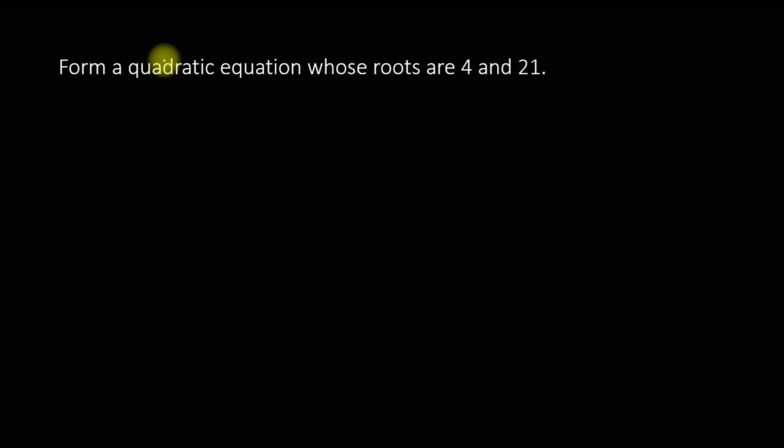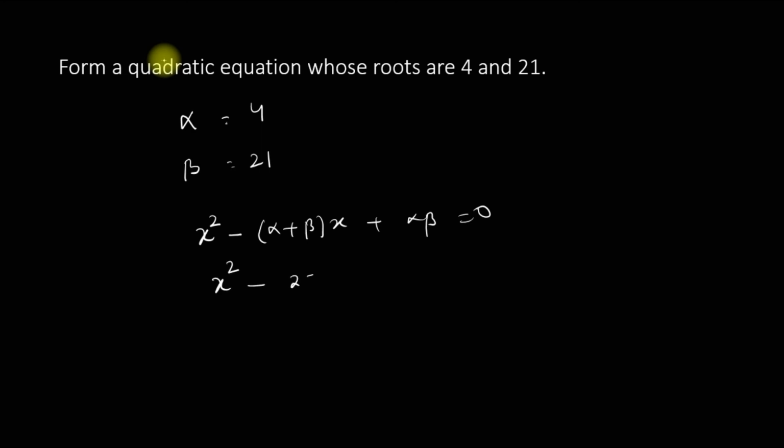Now here there is one question: form a quadratic equation whose roots are 4 and 21. Suppose we have root alpha equal to 4 and root beta equal to 21, and we have to form a quadratic equation. In the previous class we learned that any quadratic equation can be written as x square minus the sum of roots, alpha plus beta, into x plus the product of roots, alpha into beta, equal to 0. So we can write x square minus 25x, that is 4 plus 21, and alpha beta is 21 into 4, so this is 84. This is the required quadratic equation whose roots are 4 and 21.